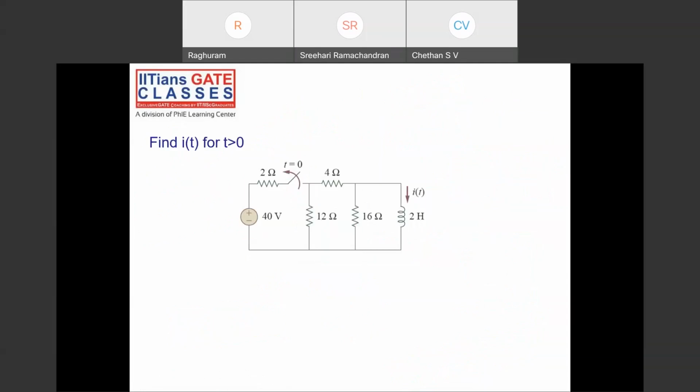Now find this. Find I of t for t greater than 0. What kind of circuit is it? It's an RL circuit. What is the condition of the switch? The switch is opened at t equal to 0.